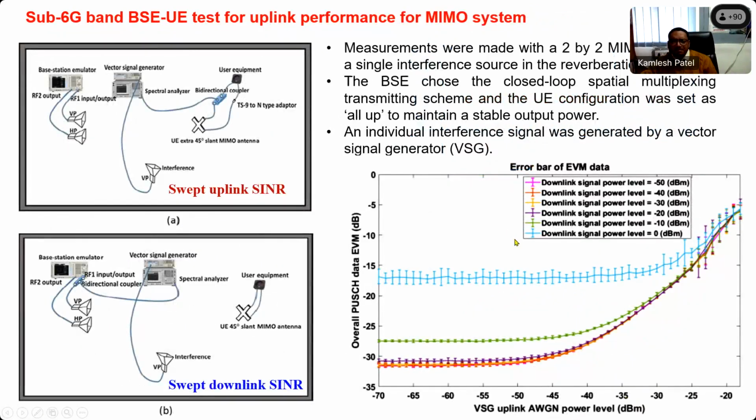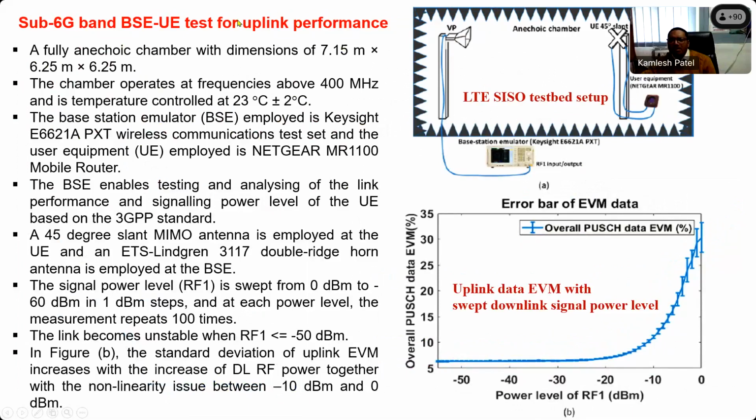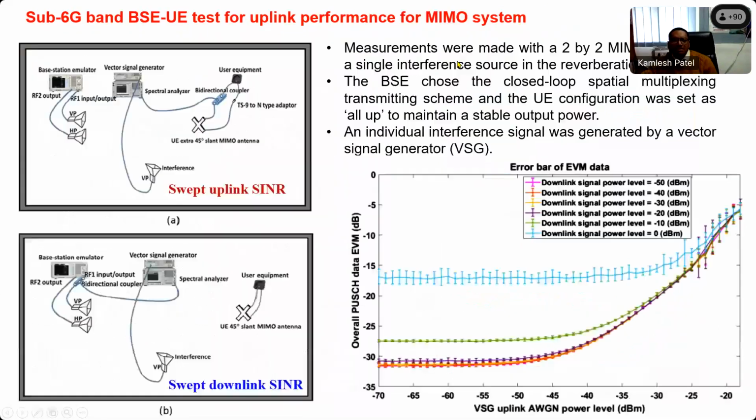In the second setup, they have used two antennas. So this setup is only for a single horn antenna usage. This setup is with the help of two antennas. So at the same time, it is able to transmit two signals. Again, the two signals should be very different. So we have the VP, vertical polarization signal, and the HP, horizontal polarization signal. These two signals are sent and captured with a UE, the 45-degree slant MIMO antenna.